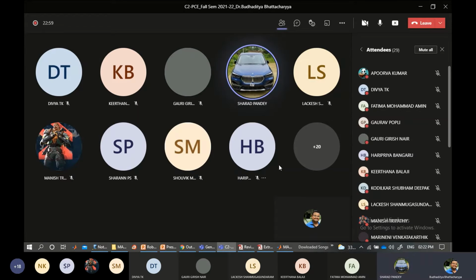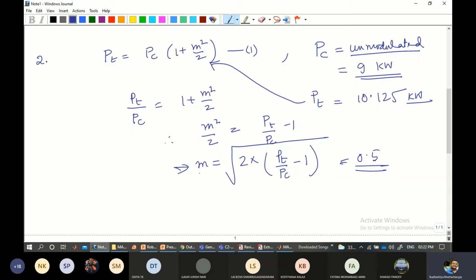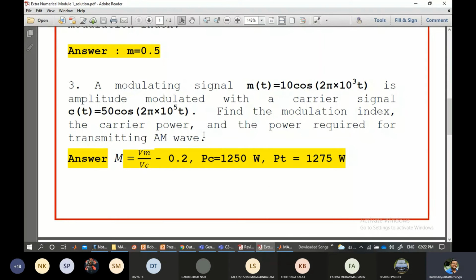Sir, we can use it, but the modulation index is unknown, so right now we can't use it. No, we are supposed to find the modulation index. My question is, in the second question, we found an equation where the modulation index is related to this kind of an equation. Can we use this equation m equals square root of 2 times (PT by PC minus 1) for the third question also? Because here also it is asking to find the modulation index.